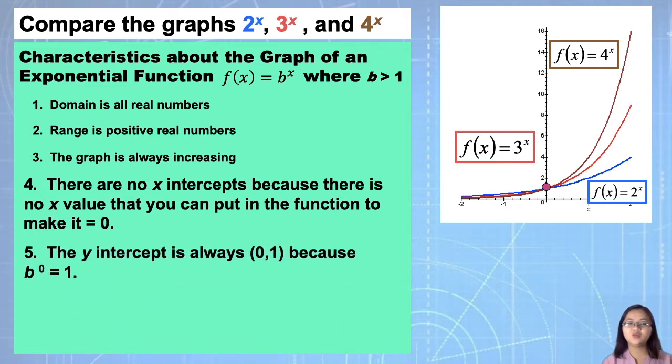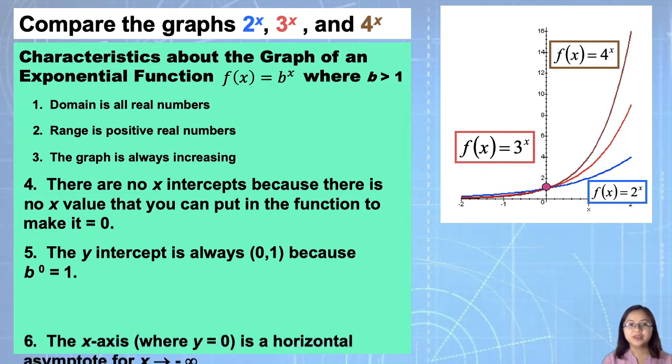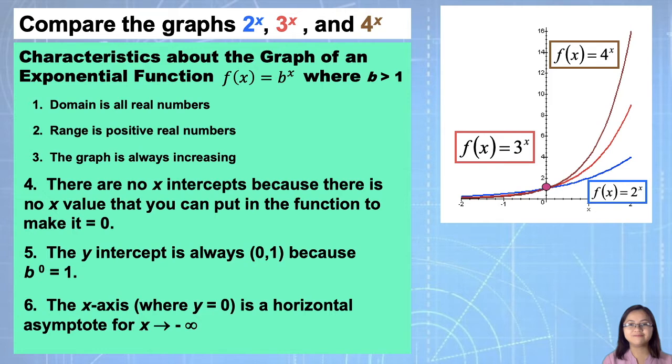When we talk about the y-intercept, you see that point, that is 0, 1, because whenever we raise a number to the power 0, it is always equal to 1. How about the horizontal asymptote? Can you see that? As x is approaching negative infinity, it would never touch the x-axis. Therefore, our x-axis is the horizontal asymptote, which could be denoted by the equation y is equal to 0.